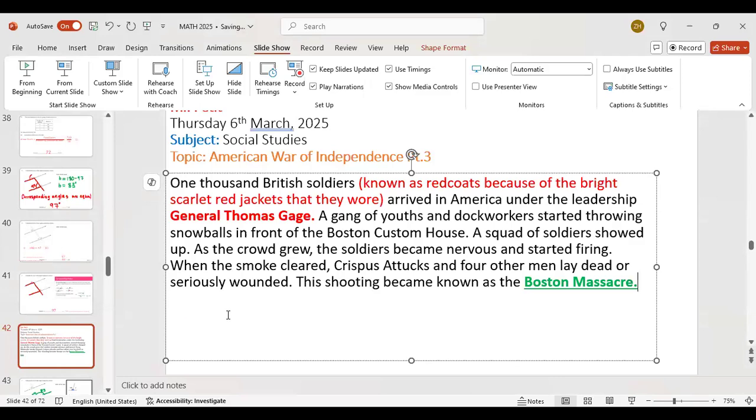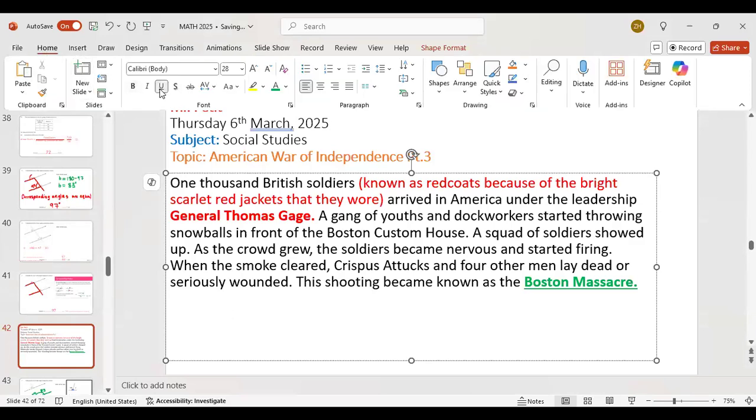The British Parliament. Excuse me. Go ahead.